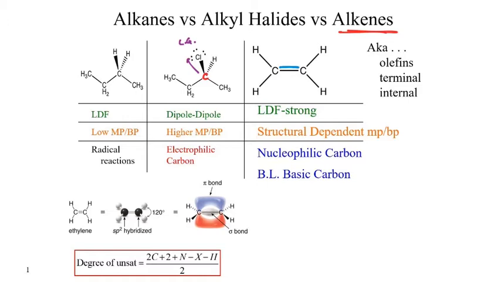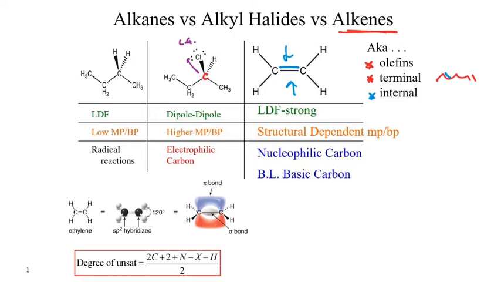So, characteristics of the alkene. Some random naming issues that could potentially show up. You can hear them referred to as olefins. Terminal is in reference to an alkene at the end of a chain, and internal is an alkene inside the chain, anywhere inside the chain. Their intermolecular forces are London dispersion, but they do tend to be kind of stronger London dispersion forces because of the possibility of that pi bond interacting.